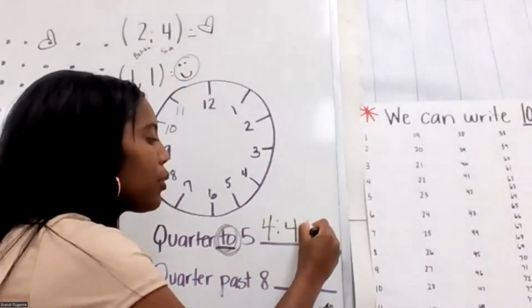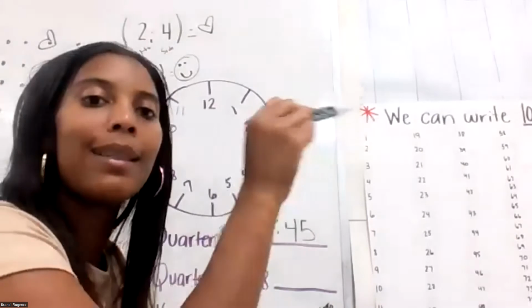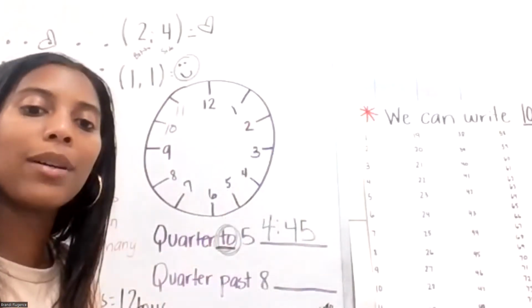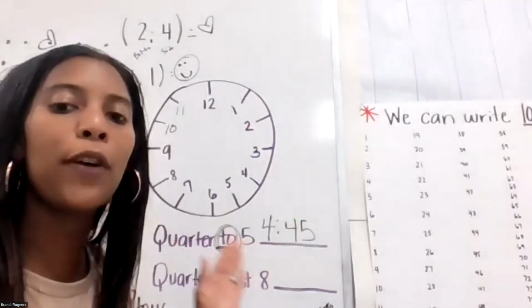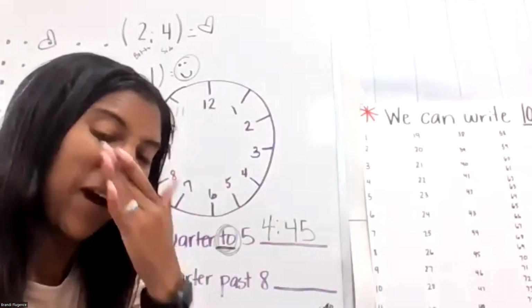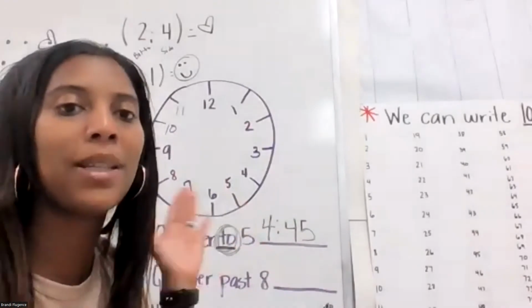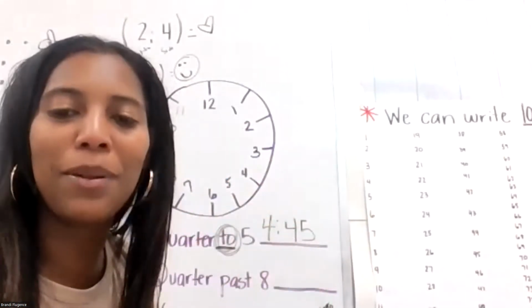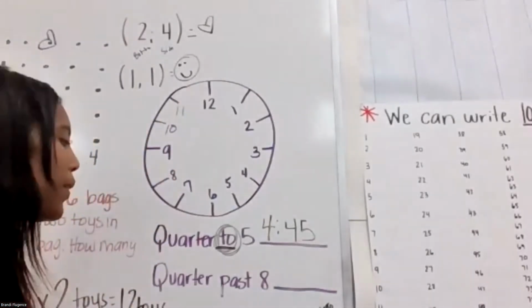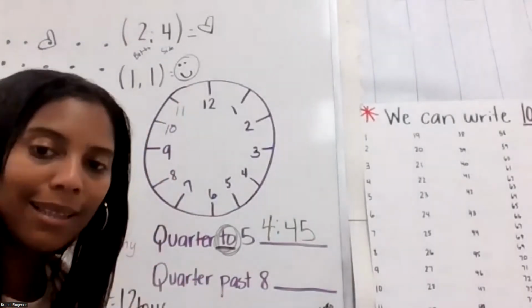4:45. Remember, quarter to means 15 minutes until the next hour. A full hour is 60 minutes. 45 is 15 away from 60. So a quarter to 5 is 4:45. That means I'm 15 minutes away. It'll be 5. Okay. Now, what about a quarter past 8?